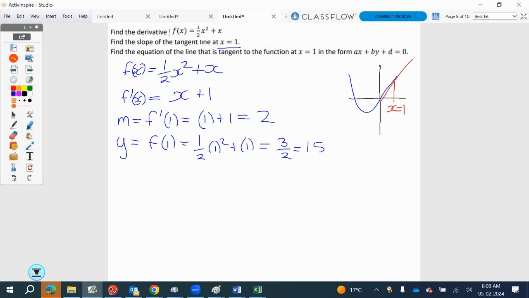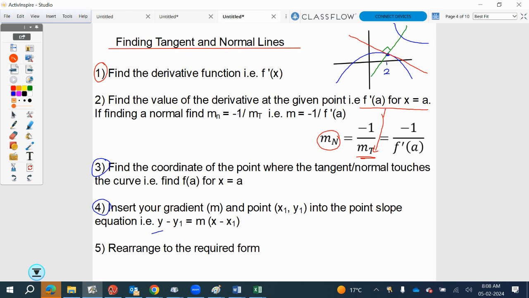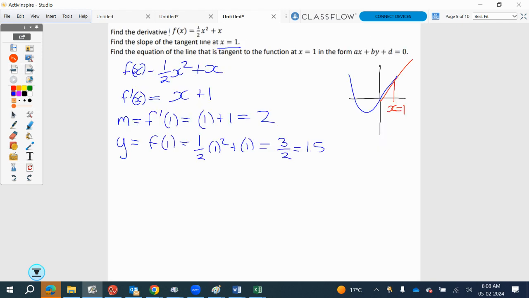So we've got that. What we're going to do last is insert it and create the tangent line. We stick it into the function using the formula. The formula is y minus y1 equals m bracket x minus x1. This is the point slope form of a straight line. It's the easiest form of a straight line.